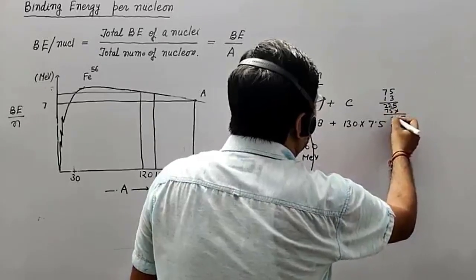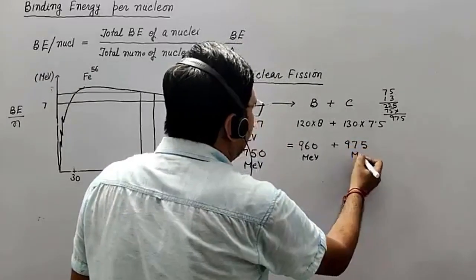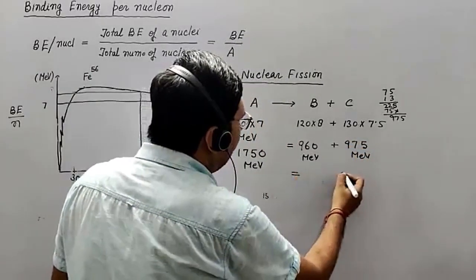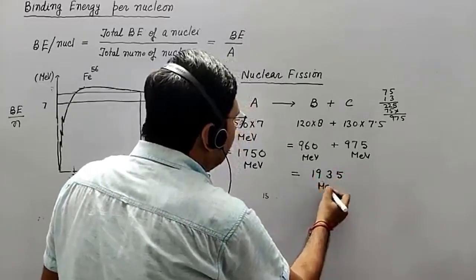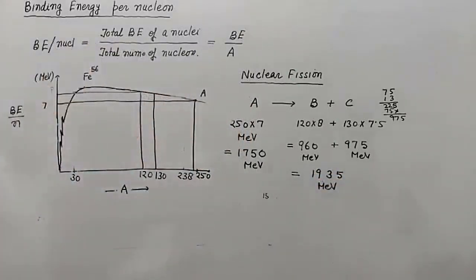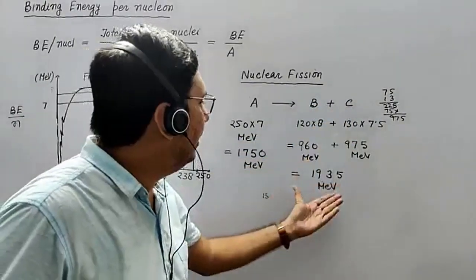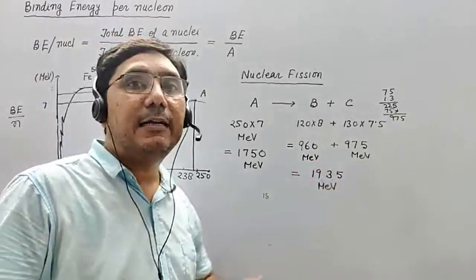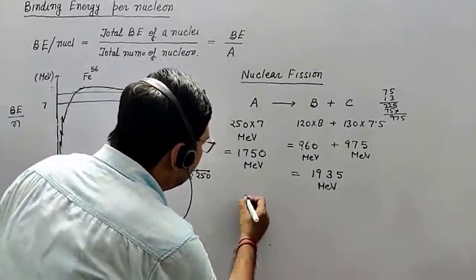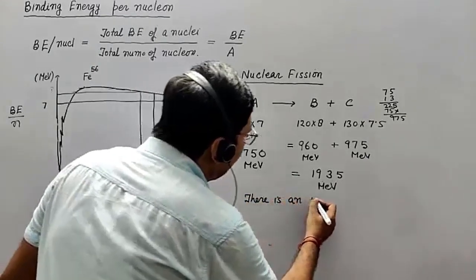This will be 579. So this will be 975 MeV. So here the total energy will be 5 and this will be 1935 MeV. So for the parent nuclei, the binding energy is 1750 MeV, while for the daughter nuclei, it is 1935. So there is an increase of binding energy.